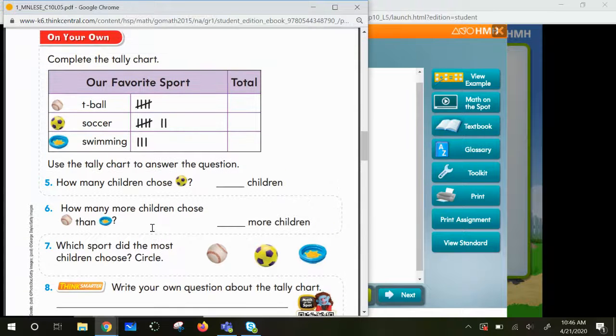So you're not asking about any other kind of tally chart. You're asking a question about this tally chart. Good luck. Let me know if you need any help.